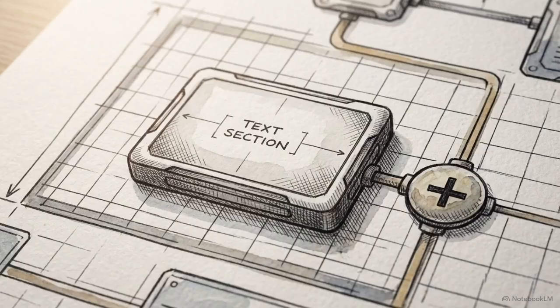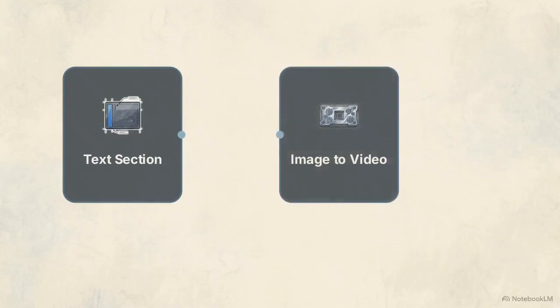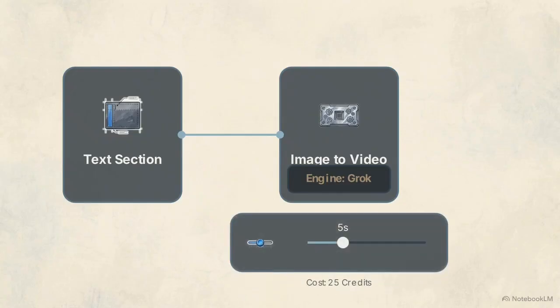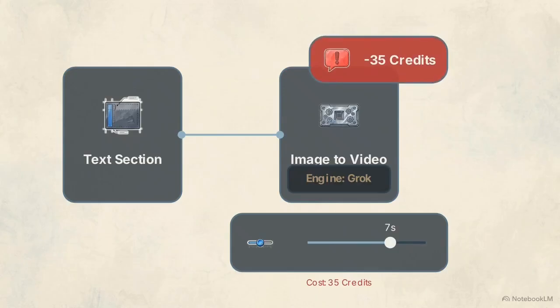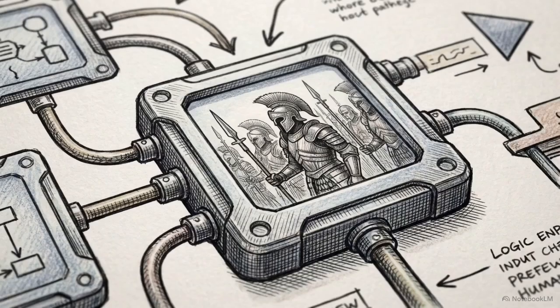First, click the plus icon and add a text section node. This box is where we will type out our exact camera directions and prompt instructions later. Next, add an image-to-video node and connect a line from your text section. Inside, select Grok as your rendering engine. A 5-second video costs 25 credits, but we'll up that to 7 seconds, pulling exactly 35 credits per generation. Deleting the presets and manually wiring these specific nodes together forces the platform to operate exactly how we need it to. We've built a dedicated engine for processing documentary visuals.